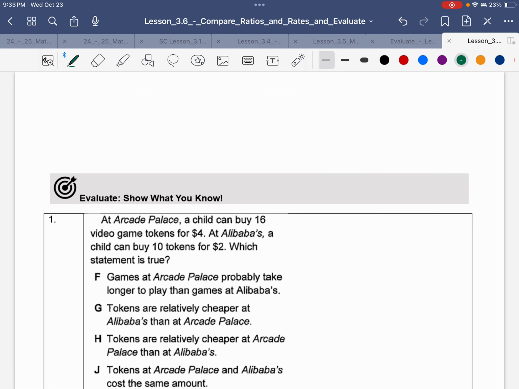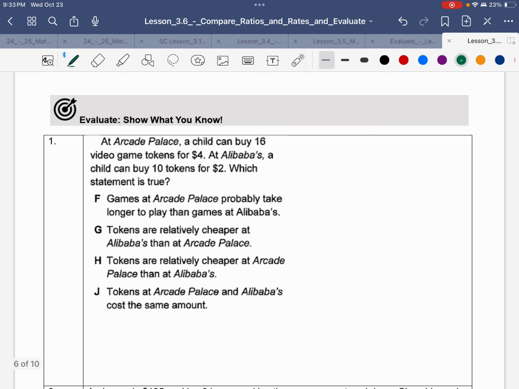So now we got some evaluate questions to knock out. At Arcade Palace, a child can buy 16 video game tokens for $4. At Alibaba's, a child can buy 10 tokens for $2. Which statement is true? So they're going to ask who's cheaper, who's more expensive. So let's go ahead and find our unit rate. So 16 for $4 and 10 for $2.